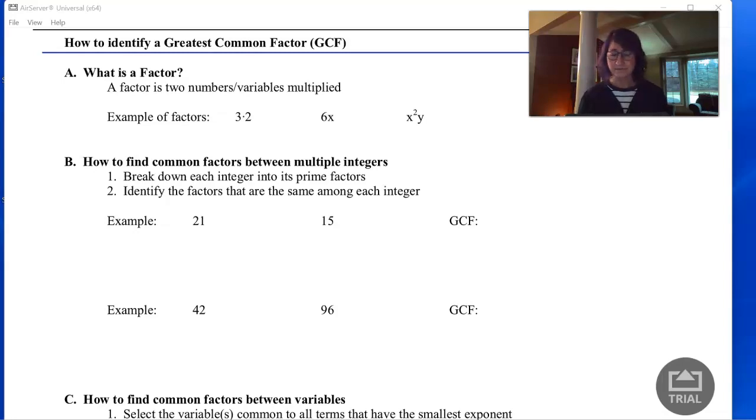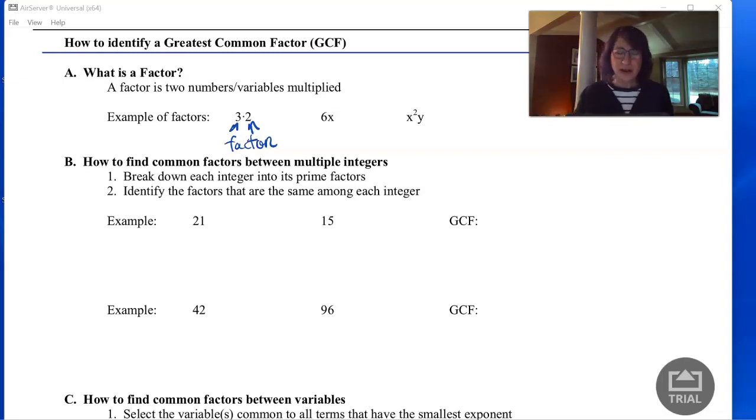A factor is just basically two numbers or two variables or a number and a variable being multiplied. So 3 times 2, 6x, x squared times y. Those are all examples of factors. So 3 is a factor, okay? And 2 is a factor. You multiplied them together, and you would get 3 times 2, you'd get 6. 6 would be the product.